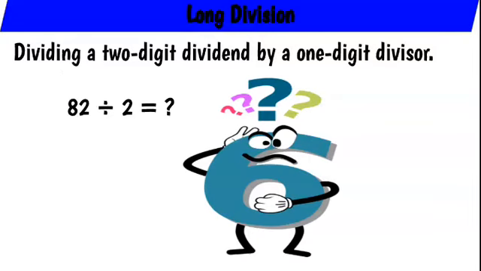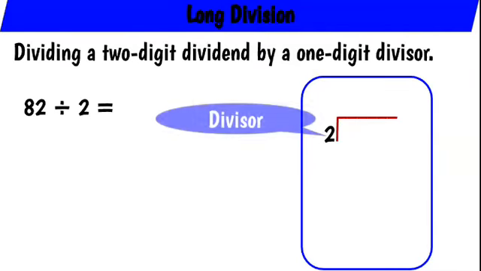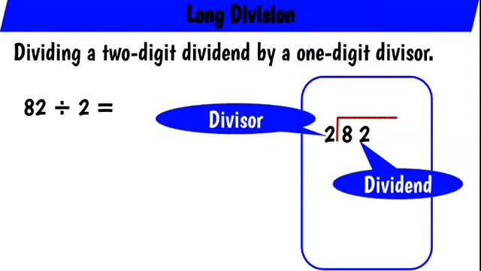Now let's do our problem: 82 divided by 2. So here is our number sentence, and here we have our long division symbol. Our divisor, 2, goes outside, and our dividend, 82, goes inside of that long division symbol.